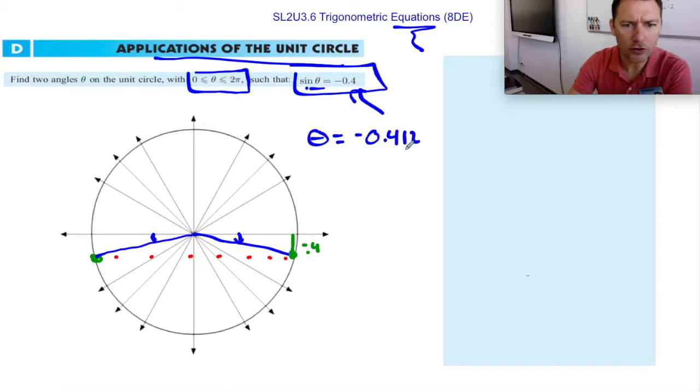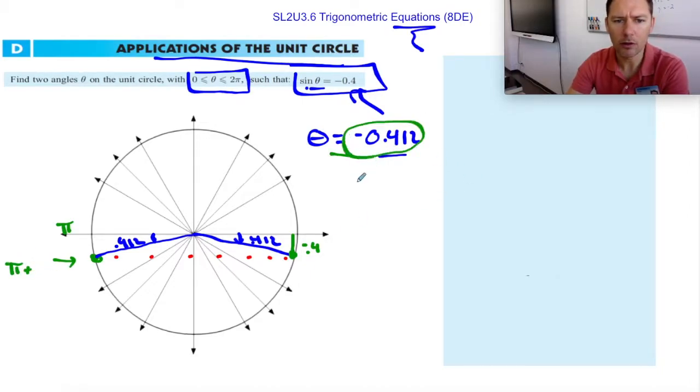This angle should be this same angle, right? This should be 0.412, and this should be 0.412. So I think one of your points, this point, should be pi plus our angle, right? Plus 0.412. And this point should be 2 pi minus the angle, right, going backwards. So then 2 pi minus the 0.412.